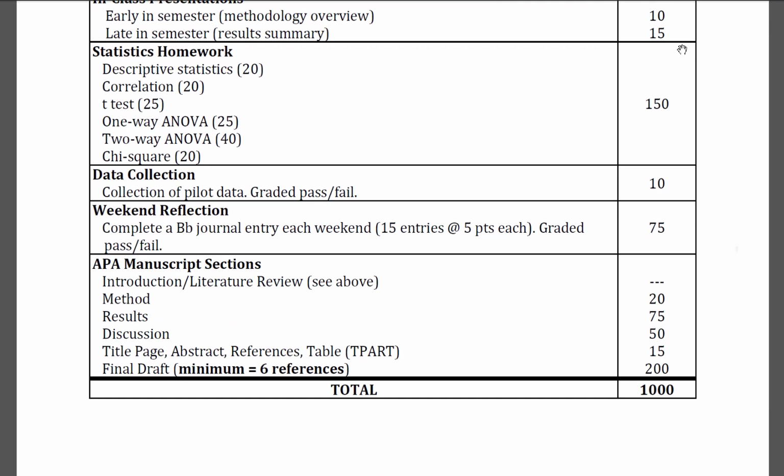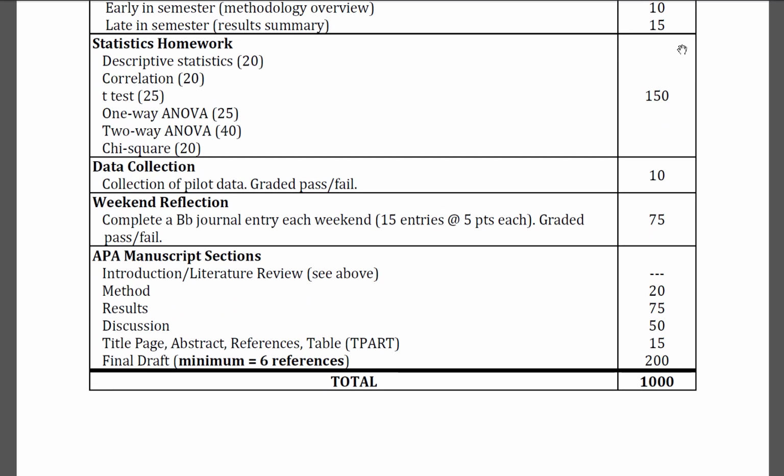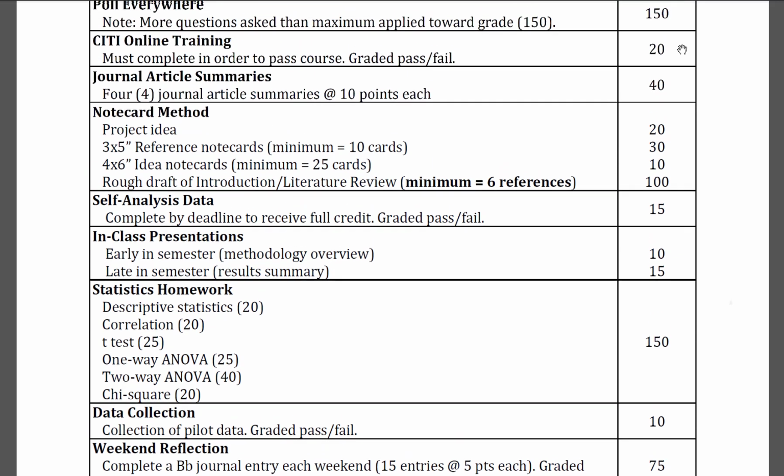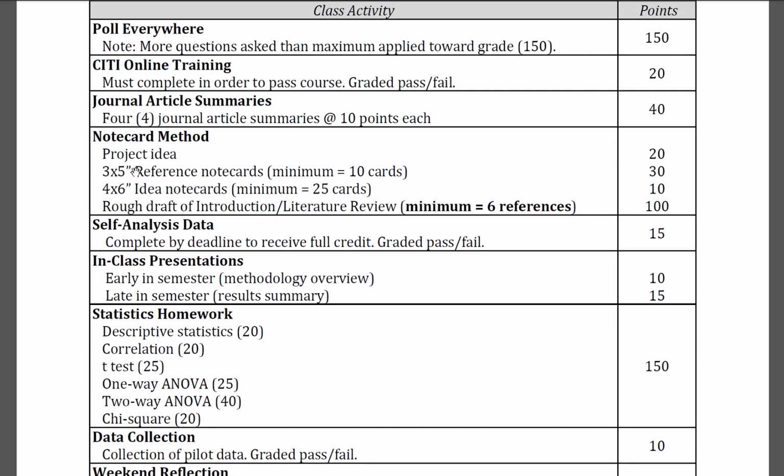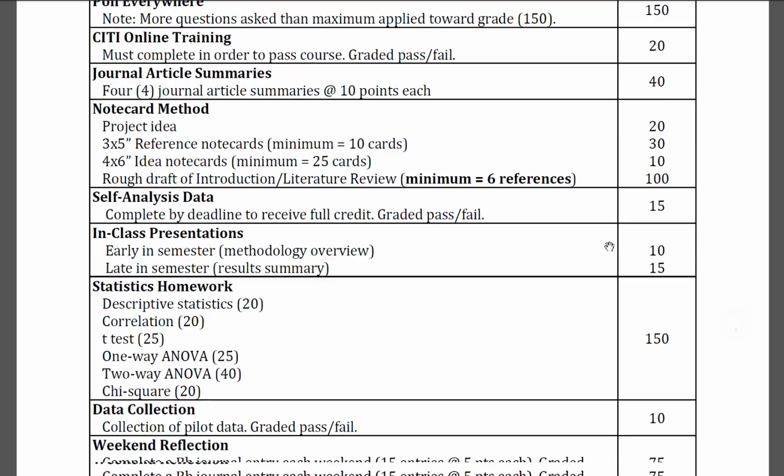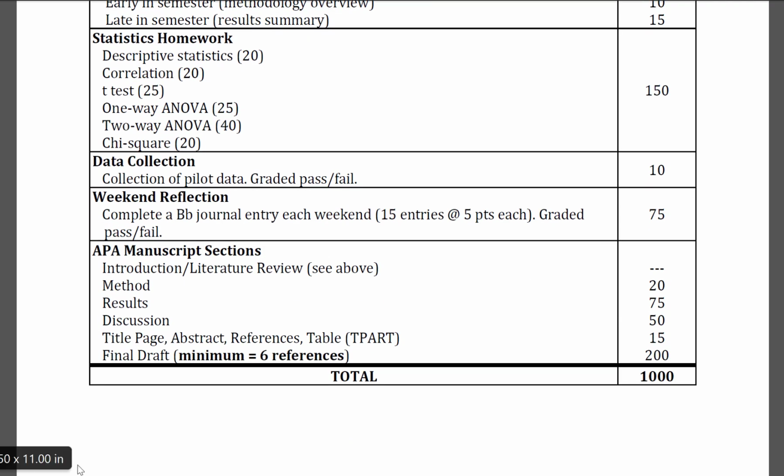We're going to collect some data from the Psych 101 students. You're going to do those weekend reflections. You're going to get pass-fail points for those. And then that signature assignment is that APA manuscript. And those are all the remaining sections other than the introduction, because you got credit for that right here. Rough draft of introduction. So that's the intro there. Then everything else you get credit for down in this manuscript section. And it all totals 1,000. All right.